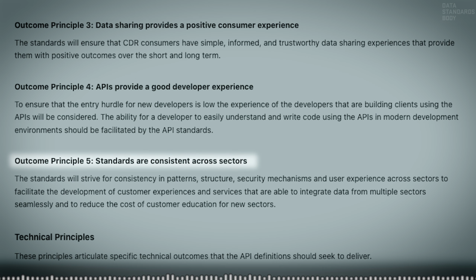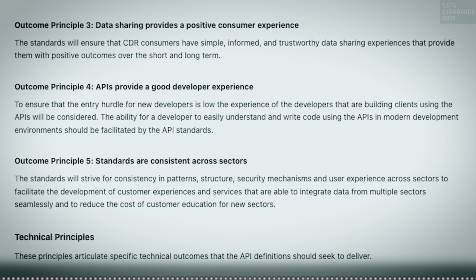Outcome Principle 5. Standards are consistent across sectors. The standards will strive for consistency in patterns, structure, security mechanisms, and user experience across sectors to facilitate the development of customer experiences and services that are able to integrate data from multiple sectors seamlessly and to reduce the cost of customer education for new sectors.